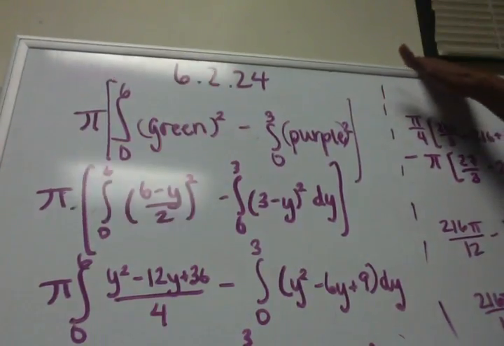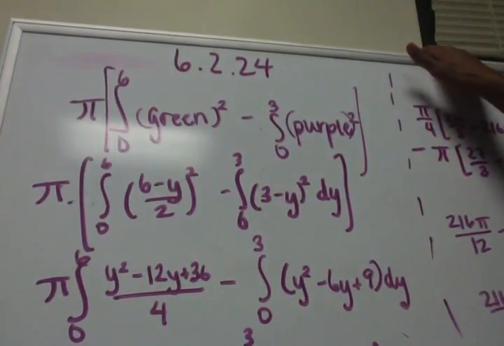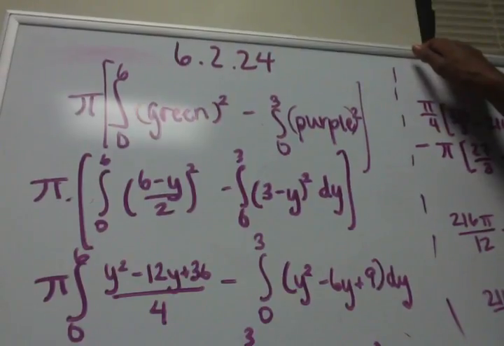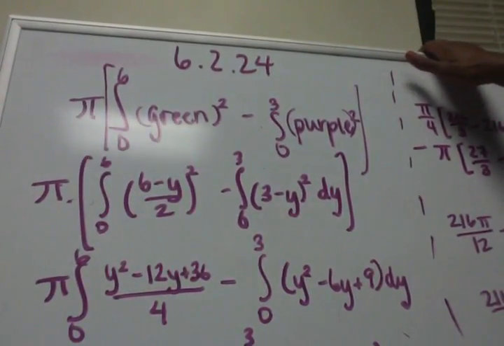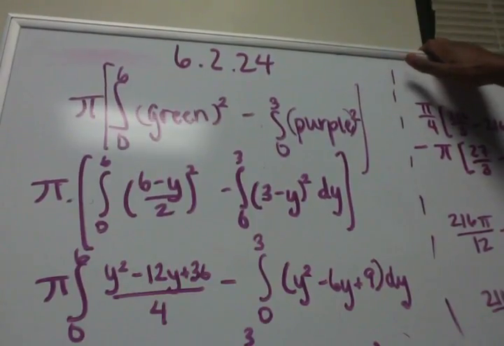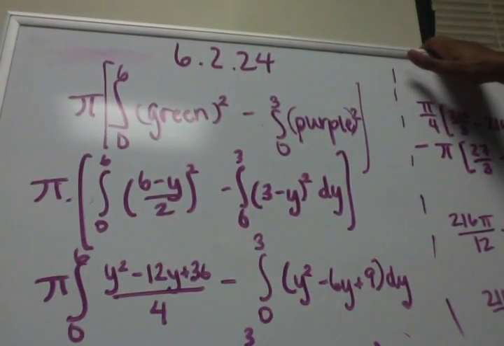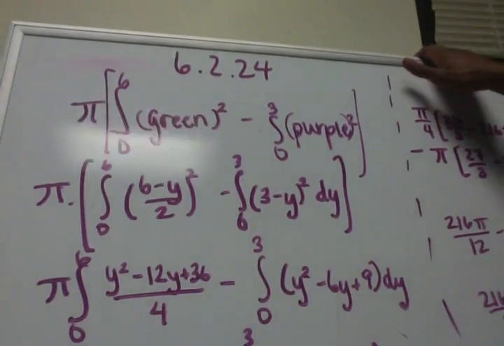My name is Aisha Williams, and this is my problem, chapter 6, lesson 2, number 24. In this problem, it asks you to sketch the region bounded by the curves and find the volume of the solid generated by revolving this region about the y-axis.